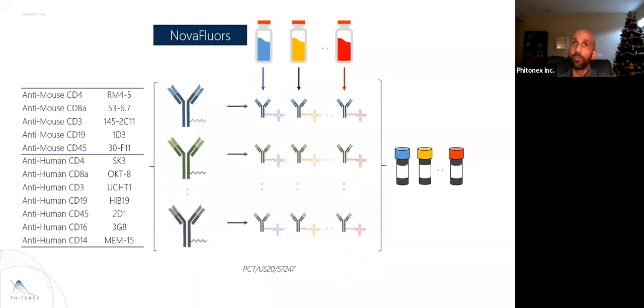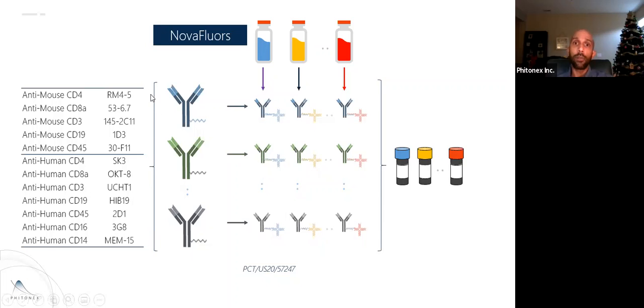And as we were discussing before, this is our antibody menu. These are the antibodies that we have available that are ready to go that we can get to you very quickly. As mentioned, you can have these put on any color. If you go to phytonics.com, we do have some color recommendations, and that's what we found has worked best for us. But according to your panel needs, you can have any of these antibodies conjugated to any of our NovaFluors, whatever fits into your panel.